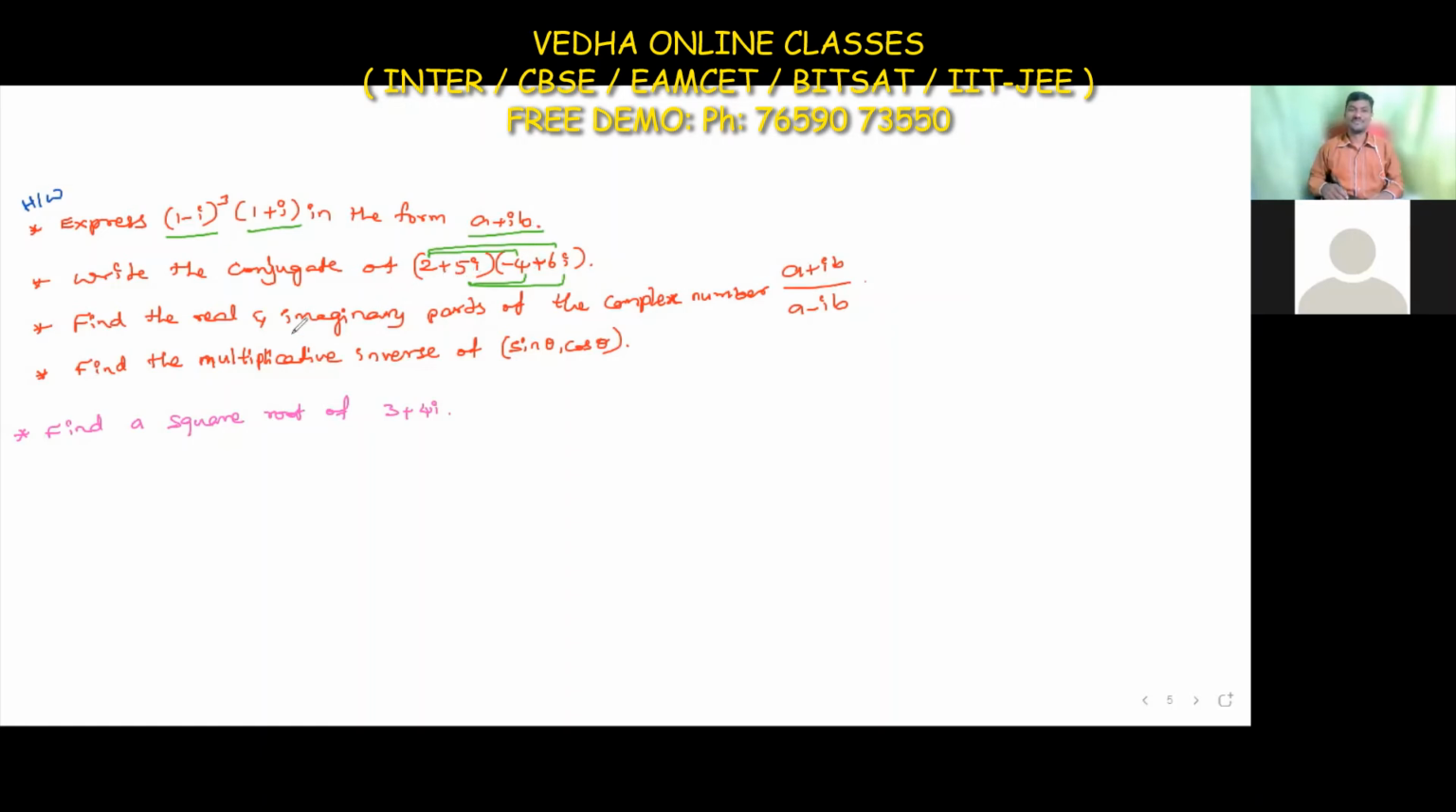Find the real and imaginary part of the complex number. After converting into a plus ib form, a is the real part and b is the imaginary part, meaning we write the imaginary part without i.